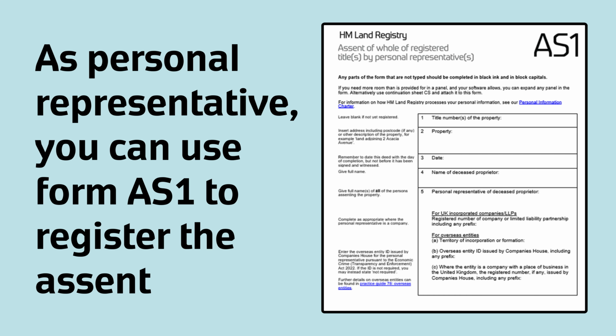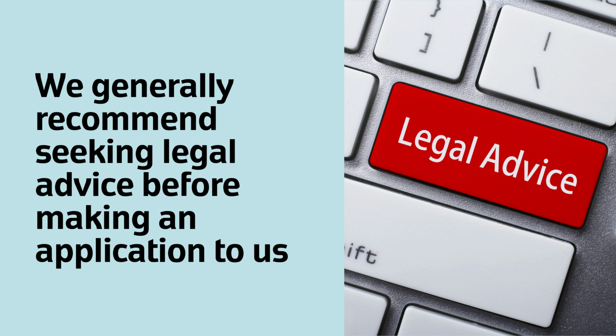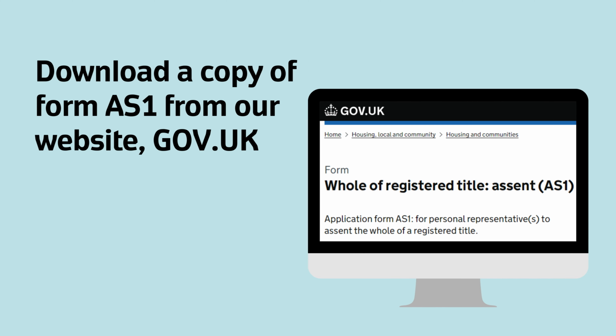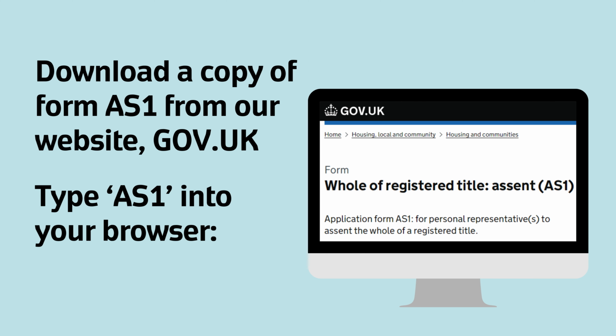As personal representative, you can use the form AS1 to register the assent. We generally recommend seeking legal advice before making an application to us, but if you want to apply to assent the property to the beneficiaries yourself, this video guide will help you. First, download a copy of Form AS1 from our website gov.uk. Simply type AS1 into your browser.